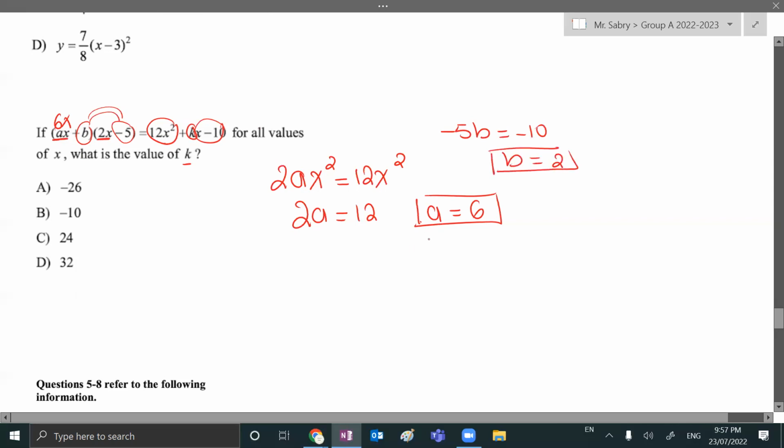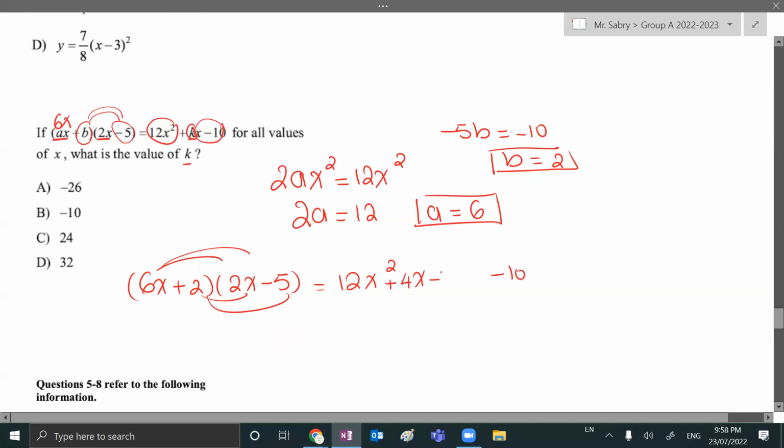So now I have the value of this a and the b. So if I need to get the k, I'll just rewrite the brackets. 6x plus 2, that's the first bracket. And the second bracket is 2x minus 5. And I'll start distributing. And I'll get 4x minus 30x, which then will give me negative 26x minus 10. So the k is negative 26, which is A. Would you like me to repeat this one?